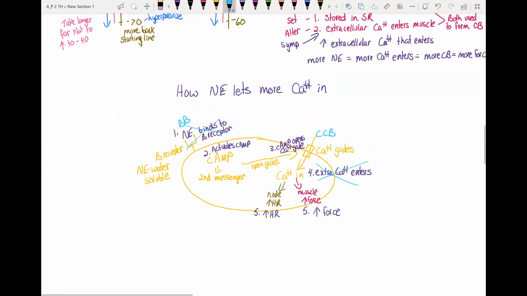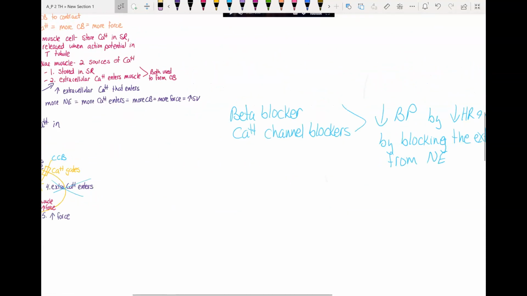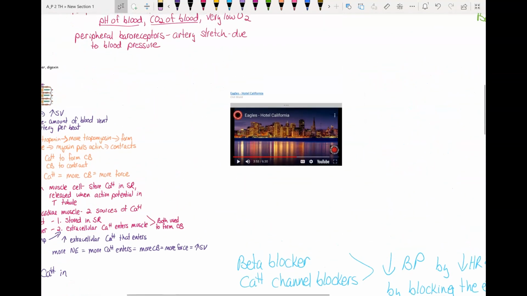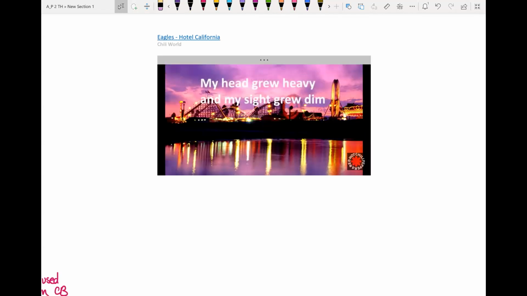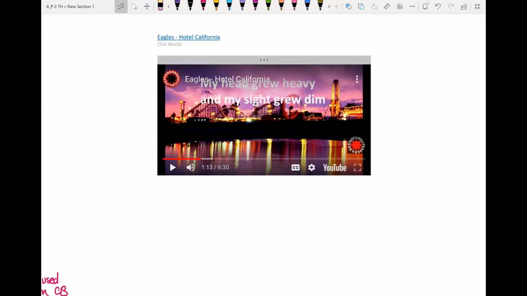Okay, then digoxin is our other drug. Up here I have this. Calcium can get in, it can receive into the heart cell, but it can't leave. That's what digoxin does. So the point is, you can never leave. That is the part that reminds me of digoxin.